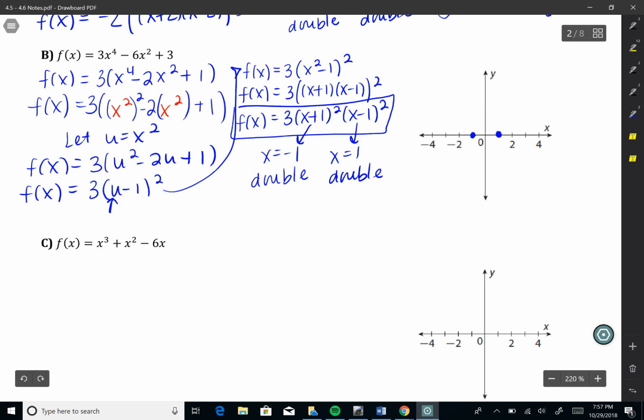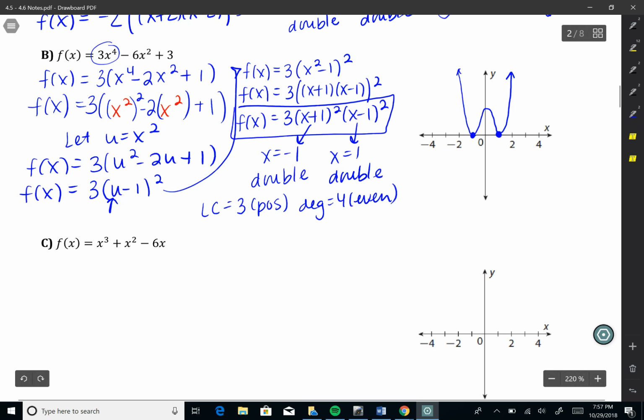And now to decide my end behavior, I look at my first term right here, 3x to the 4th. My leading coefficient is 3, which is positive. And my degree is 4, which is even. And remember, even degree, same direction, positive, they're both going to be going up. So starting up and coming down, I bounce off of negative 1, come back up, bounce off of positive 1, and come back up. And there is graph B.